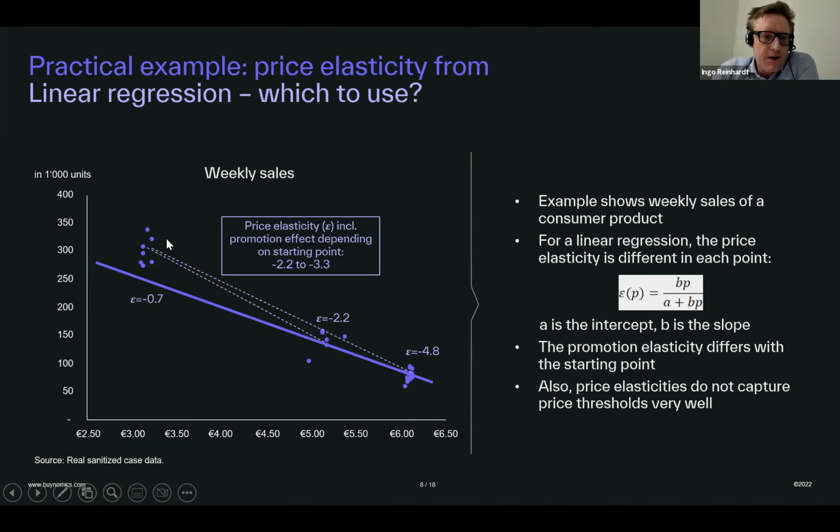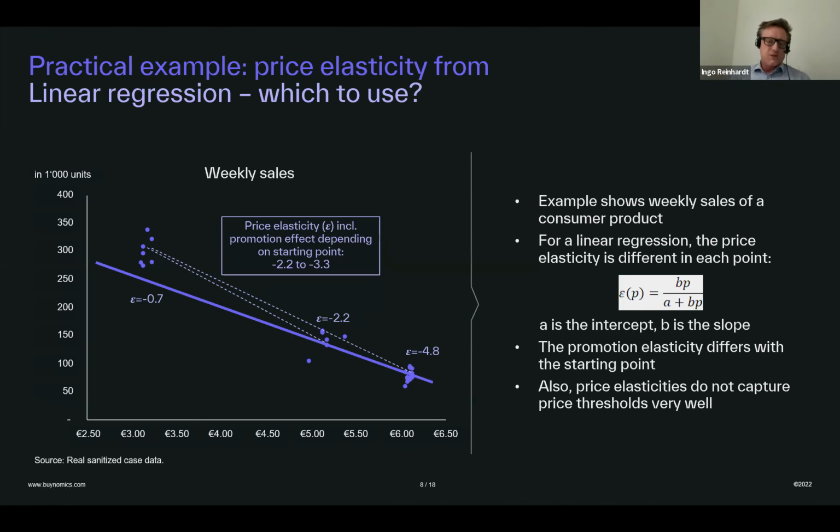And then up here at about 3 euros, we have the promotion price. When we just use a simple linear regression to estimate the dependency between price and sales, and we draw this line through the non-promotion products, we see that the promoted products are a bit higher, indicating that there is an extra promotion effect, as we would expect. But we also see that in the case of a linear regression, the price elasticity is different at each point, which is, of course, a problem.